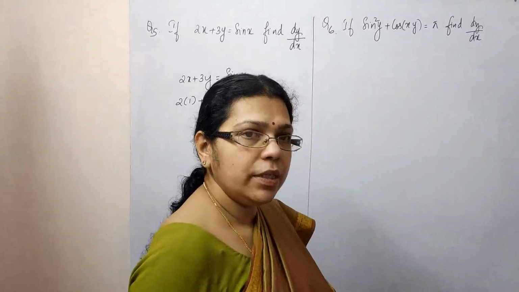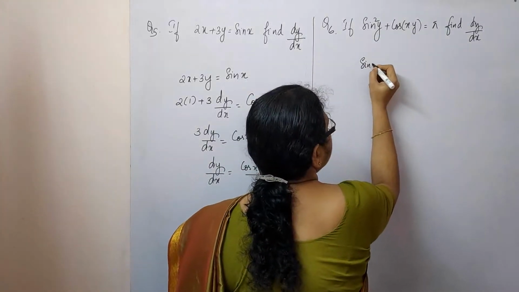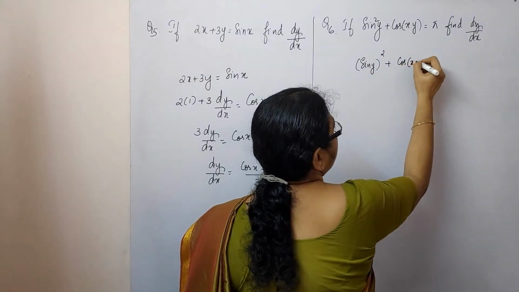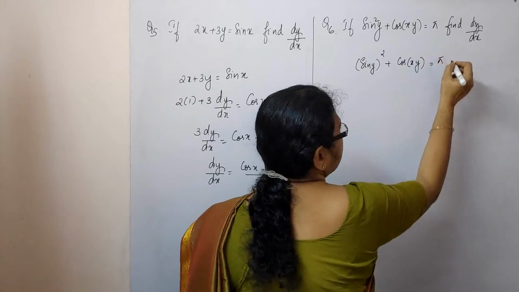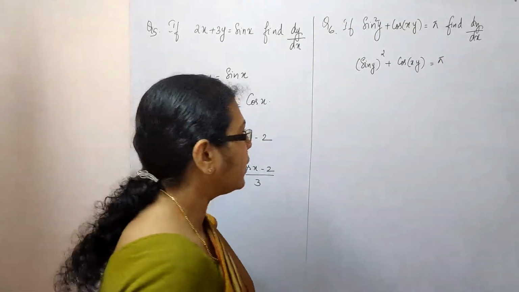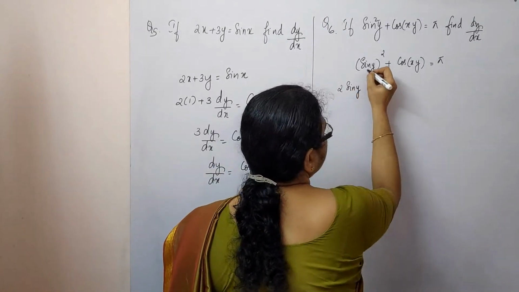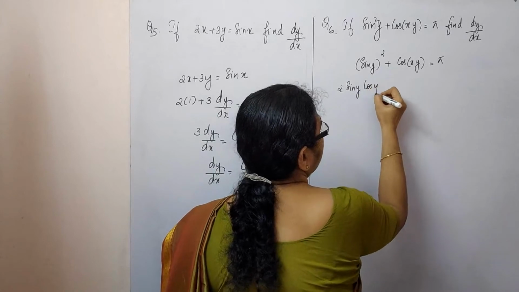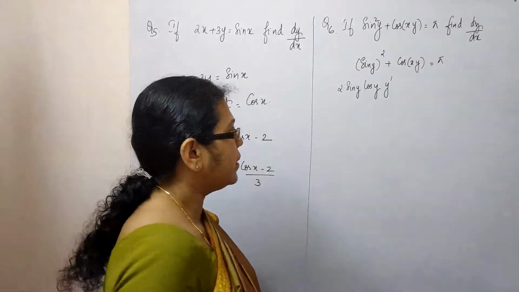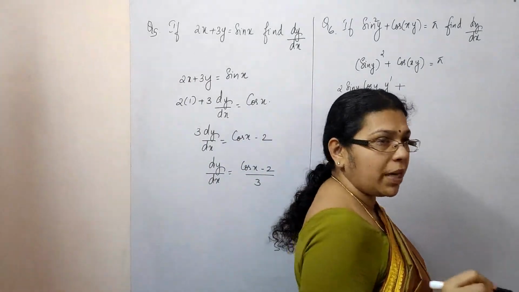Okay, so it is sine square y. I can write this as sine y the whole square plus cos of xy is equal to pi, isn't it? It is for easier perception of the question. I have written it like this. So now this is 2 times sine y. That of sine y is what? Cos y. Since it is y dash, our dy by dx, plus derivative of cos x is what? Minus of sin x.